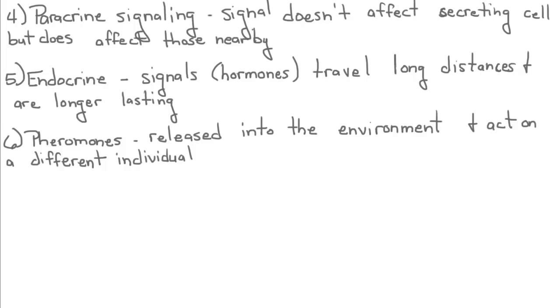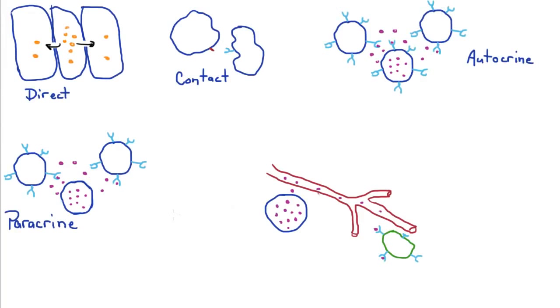And then you've got pheromones, which are signals that are released into the environment and act on a different individual. So I drew a little picture for all of you that are visual learners. Direct signaling, you can see right here you've got your gap junctions. This is the cell that's secreting the signal and it can travel directly from cell to cell depending on which cell needs it. Contact, you've got your little signal right here and your next cell has the receptor right here, and they're just going to come in contact with each other and then a signal is going to happen.